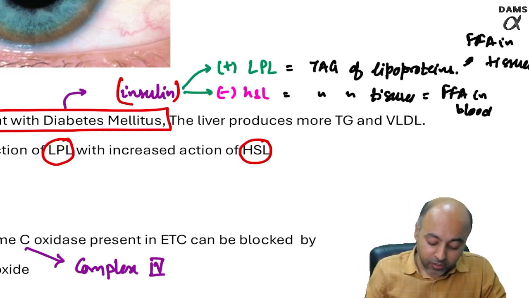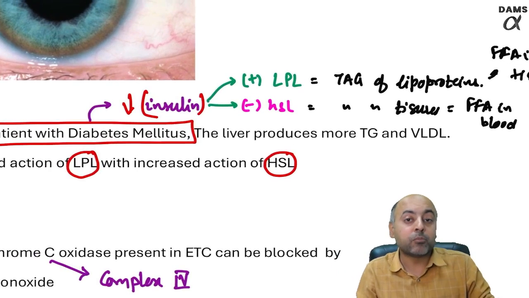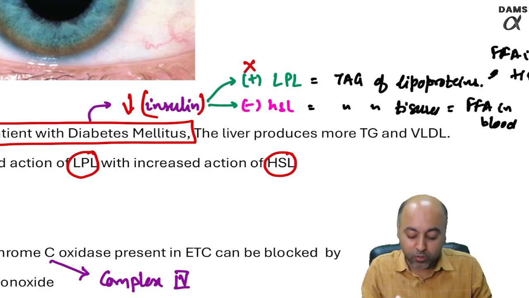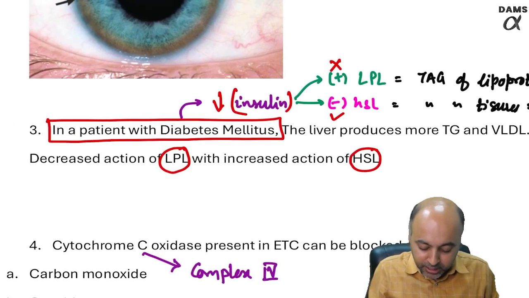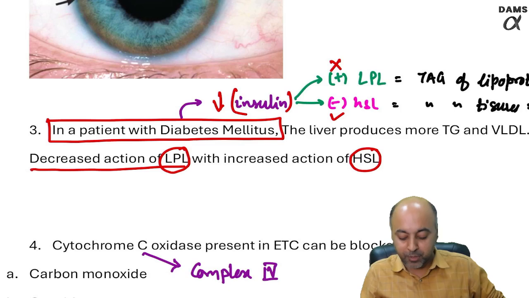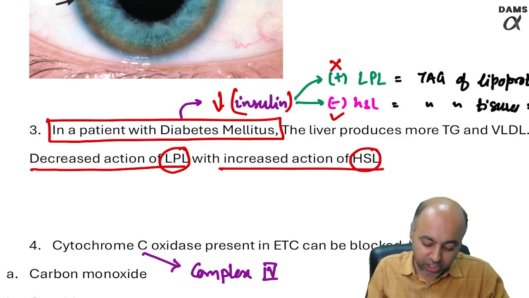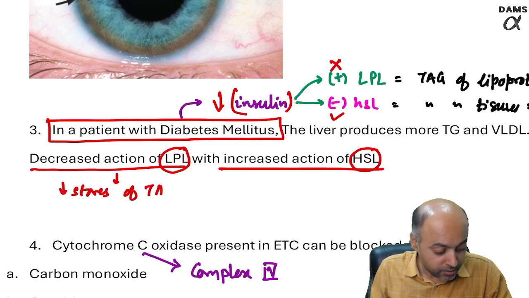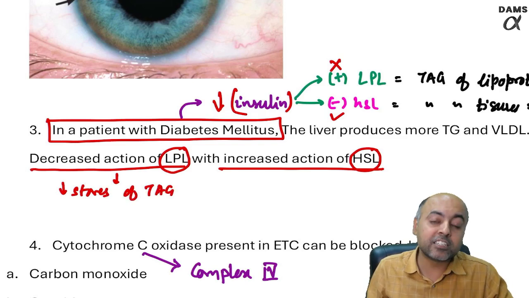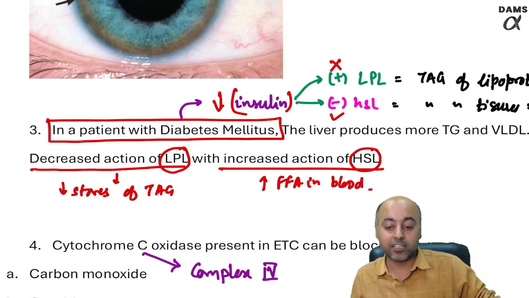Now, when we are talking about diabetes mellitus, in this scenario insulin level will fall and everything will become opposite. What was getting activated will become inactivated. What was getting inhibited will become active. So please remember, in diabetes mellitus there will be decreased action of lipoprotein lipase and increased action of HSL. When there is decreased action of lipoprotein lipase, there will be decreased stores of TAG. When there is increased action of HSL, there will be increased free fatty acid in blood.